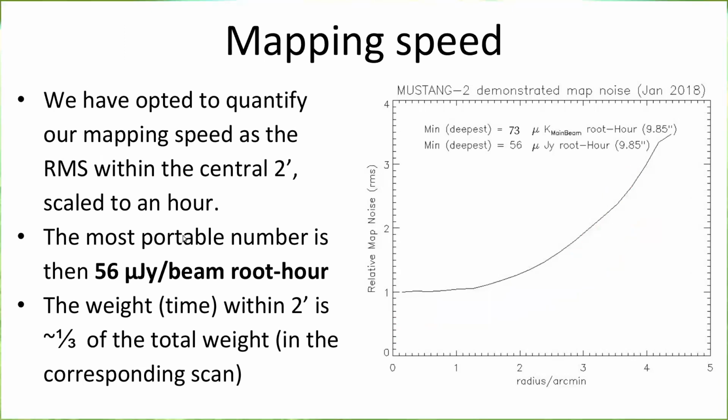In particular, I should say that the 56 microjanskis per beam applies to that inner 2 arc minutes where the weight is fairly uniform. So you are spending time outside of that region, which does count to your overall sensitivity or mapping speed, but depending on your scan strategy, its contribution will be different. So knowing that about a third of the time is within that inner 2 arc minutes, you could figure what it would be for a different scan strategy.